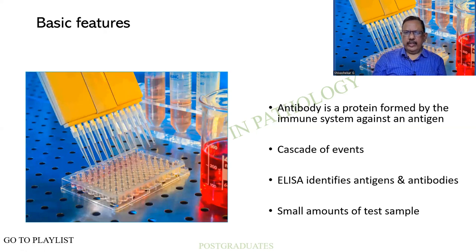What are the basic features of it? The antibody is a protein that is formed by the immune system against an antigen. That was the definition I had given you earlier. This will lead to a cascade of events. And ELISA is a technique that will be able to identify the antigen or the antibody. And we should notice that only a small amount of sample is required for this. And what we are seeing on the screen is amazing.